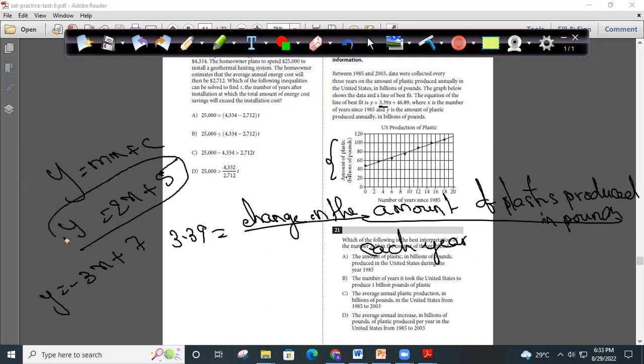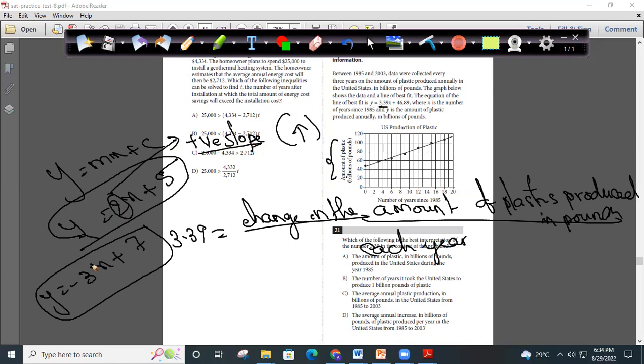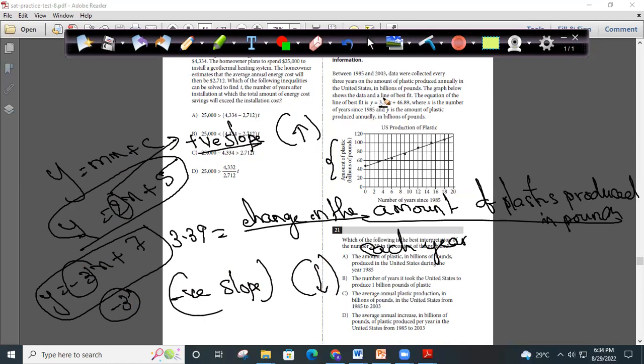One is y is equal to 2x plus 5. Second is y is equal to minus 3x plus 7. So what is the difference between these two? Here the slope is 2. What is the meaning of slope 2? Positive slope. What is the meaning of positive slope? Increasing. Here it is minus 3. What is the meaning of minus 3? Negative slope. What is the meaning of negative slope? Decreasing.